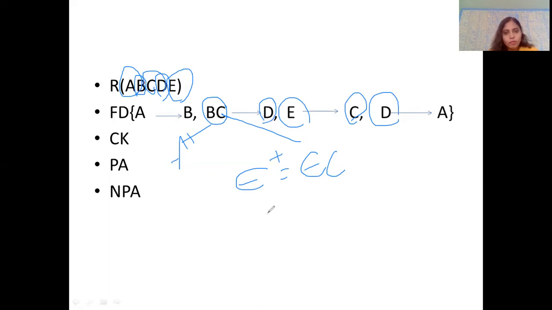Now along with this key, I will add an extra attribute and check whether I'm able to get the remaining attributes. So now I'll consider the first attribute A and find the closure of A and E together.